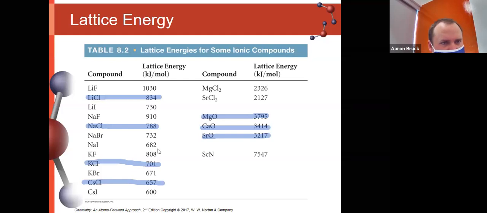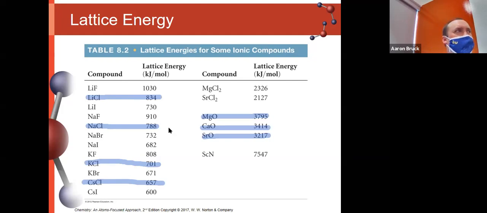So that's lattice energy, the energy that holds together a crystal of a salt in an ionic compound. And it's dependent upon those two factors. Charge first and foremost, and then ionic size, the distance between those two ions.